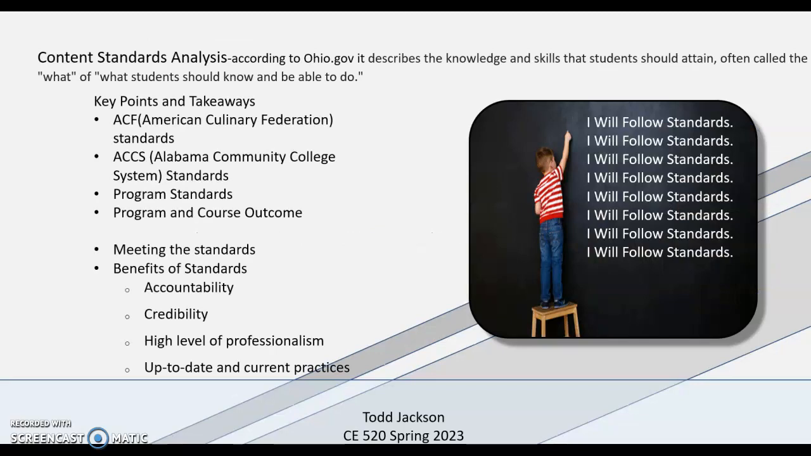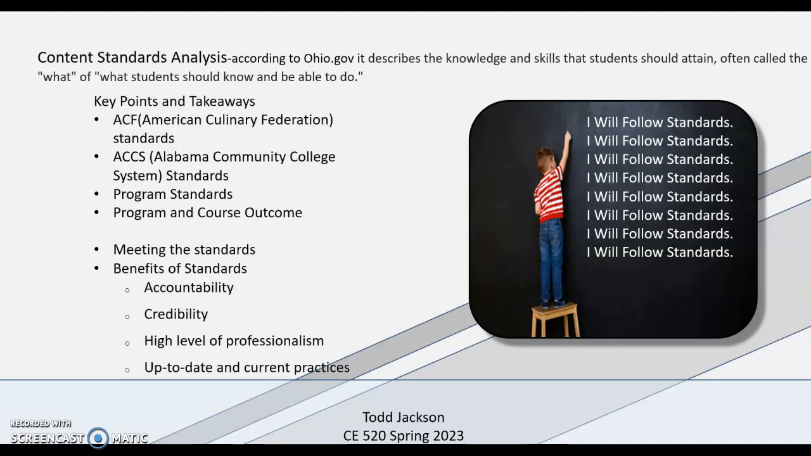Another part we looked at was the content standard analysis, and according to ohio.gov, it describes the knowledge and skills that students should attain, often called the what, of what students should know and be able to do. The key points and takeaways were that the American Culinary Federation sends us the standards. The Alabama Community College System also sends us standards and guidelines. We now have our program standards based on the two of those combined.